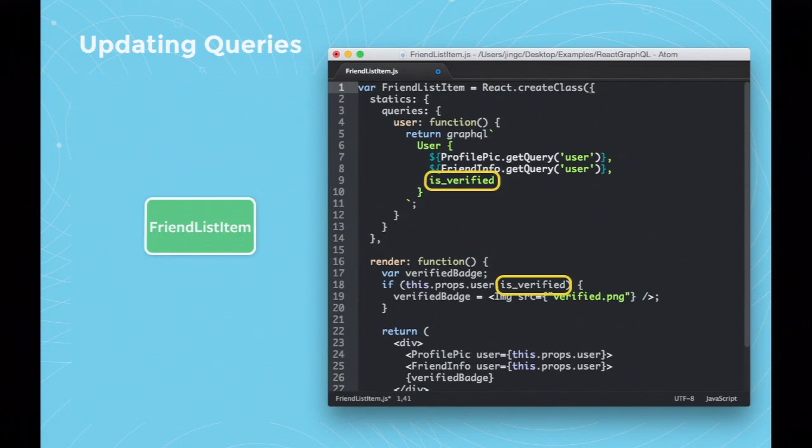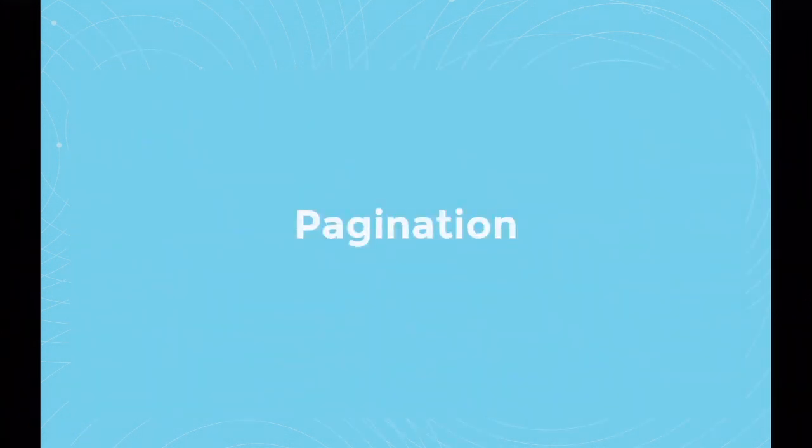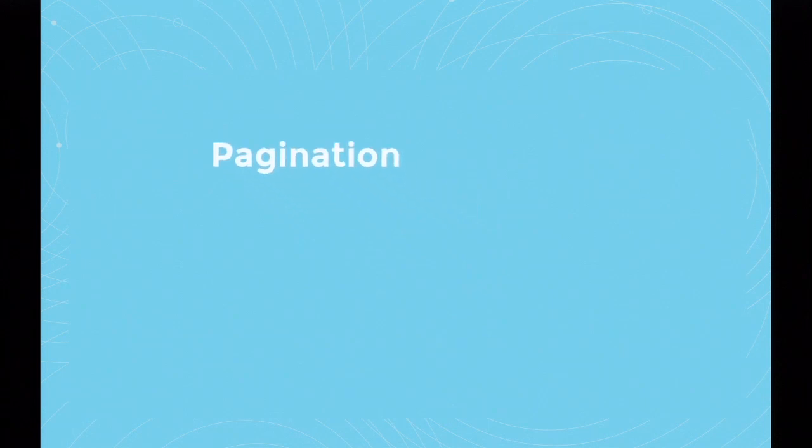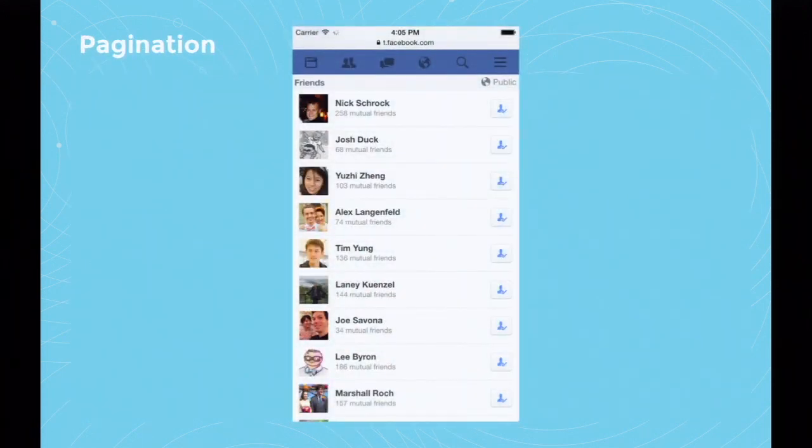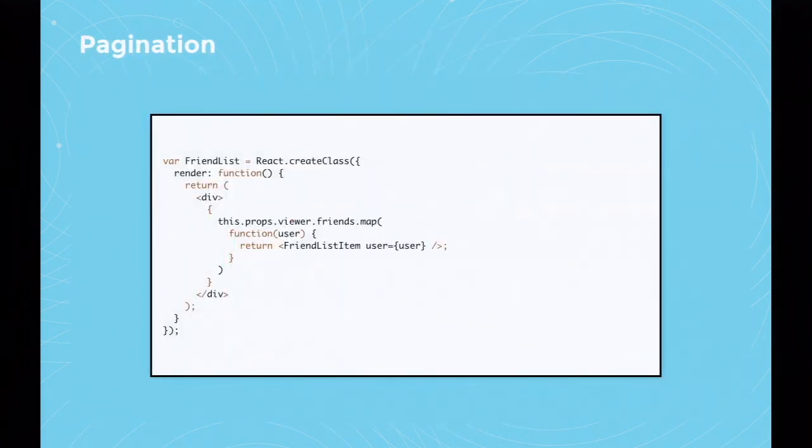So pagination. Everyone has built pagination. Lots of views just consist of lists of things, and at the end, you want to scroll load something in or go to the next page. So let's actually build this friend list view that we've been talking about for a while. Again, the render for this is pretty simple. We take a FriendListItem, and we render one for every friend that we get.